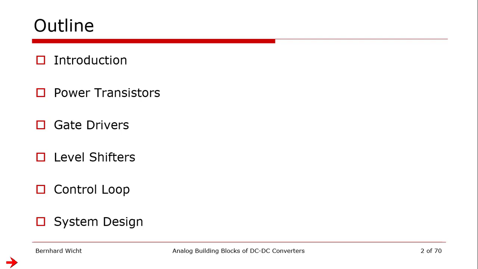So that brings me to the outline this morning. We will talk about some motivation and introduction first, and then we go into the building blocks which form the power stage, which is power transistors, gate drivers, and level shifters. After that, we go into more classical analog design blocks which form the control loop of the DC-DC converters. And then we put it all together and form a control loop, which brings us to some system level design aspects.